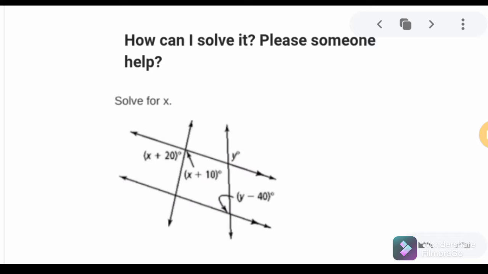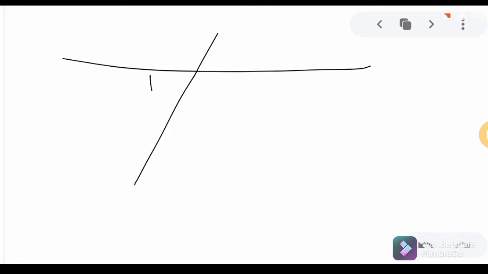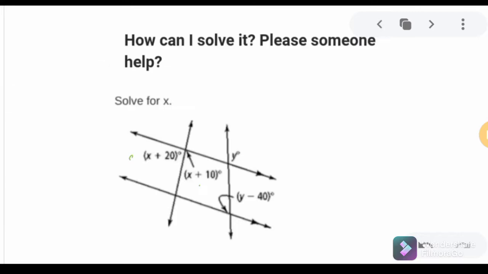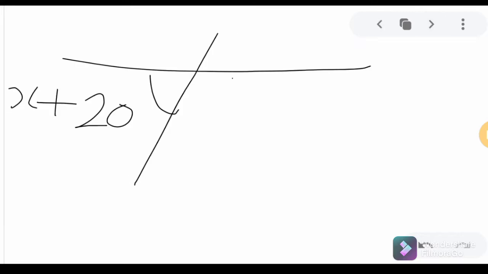So let's start by solving for x. The only places where we can find x are this portion of x plus 20 and x plus 10. So let me draw that out. Let me make my pen black again. We have something like this. This region here is x plus 20. And the next one is x plus 10 degrees.